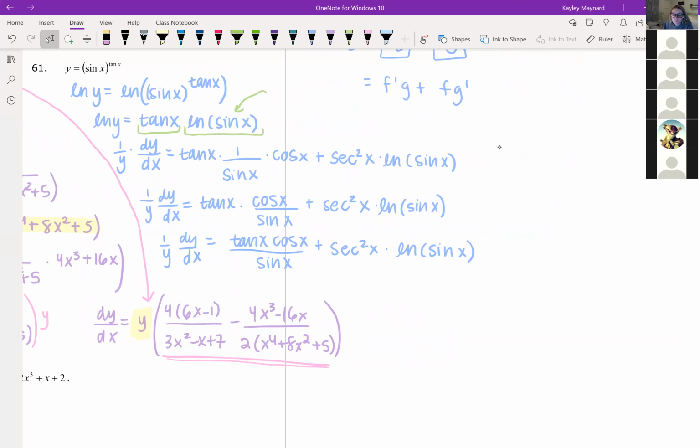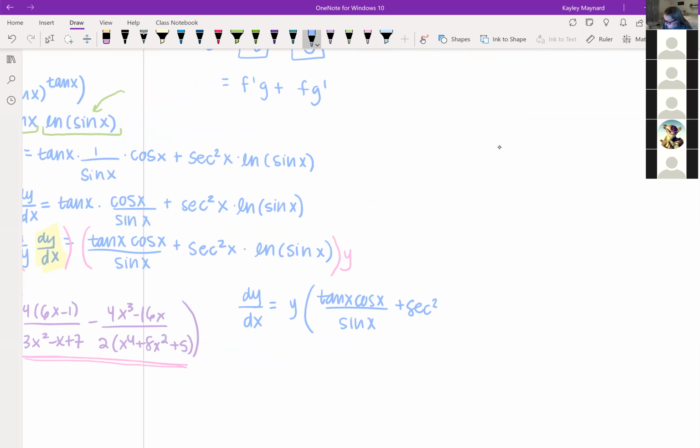So if you want to solve for dy dx now, we can multiply both sides by y. So then this becomes dy dx equals y times tangent x times cotangent x plus secant squared x times ln of sine x. Is everyone okay?